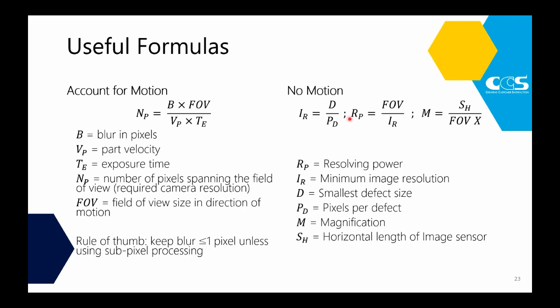And then we take that image resolution and we say, okay, in 1 millimeter, we need 3 pixels. So if we have a whole field of view, which is this much, and we need 3 pixels per 1 millimeter, what does our resolution have to be? And that's where you take the field of view and divide it by your minimum image resolution. So that can actually get you your minimum required resolution to see the number of pixels per your smallest defect.